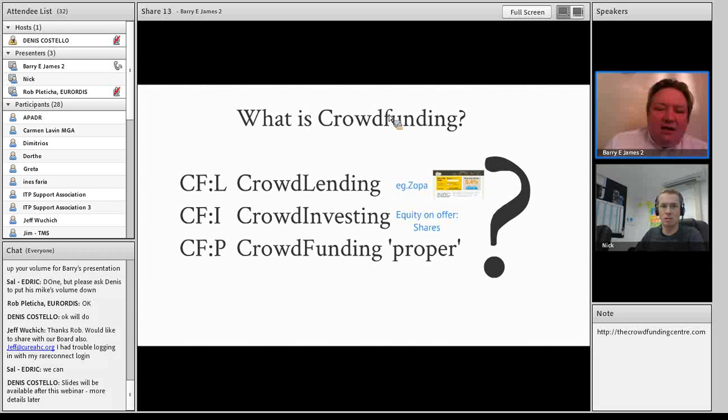Crowd investing, again, is equity on offer. So places like crowdcube.com, SquareKnot is a new one. A company will go on there and will offer a portion of its shares on a fixed deal. And one of the nice things about crowd investing, equity crowdfunding, is that it's very much more in control of the people running the venture. That's one of the virtues of it.